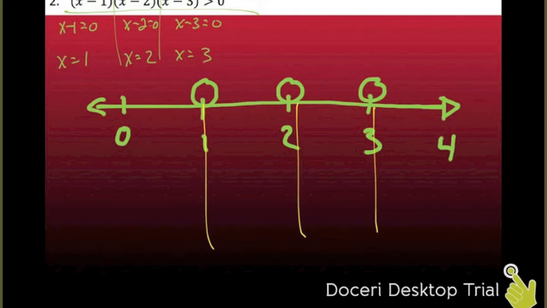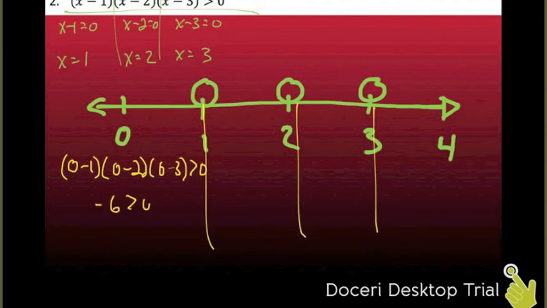If we plug in 0, that's 0 minus 1 times 0 minus 2 times 0 minus 3. And we want to know, is that greater than 0? If you plug that whole thing in, you end up with something like -6 is greater than 0, which is not true. So we know we're not shading there.